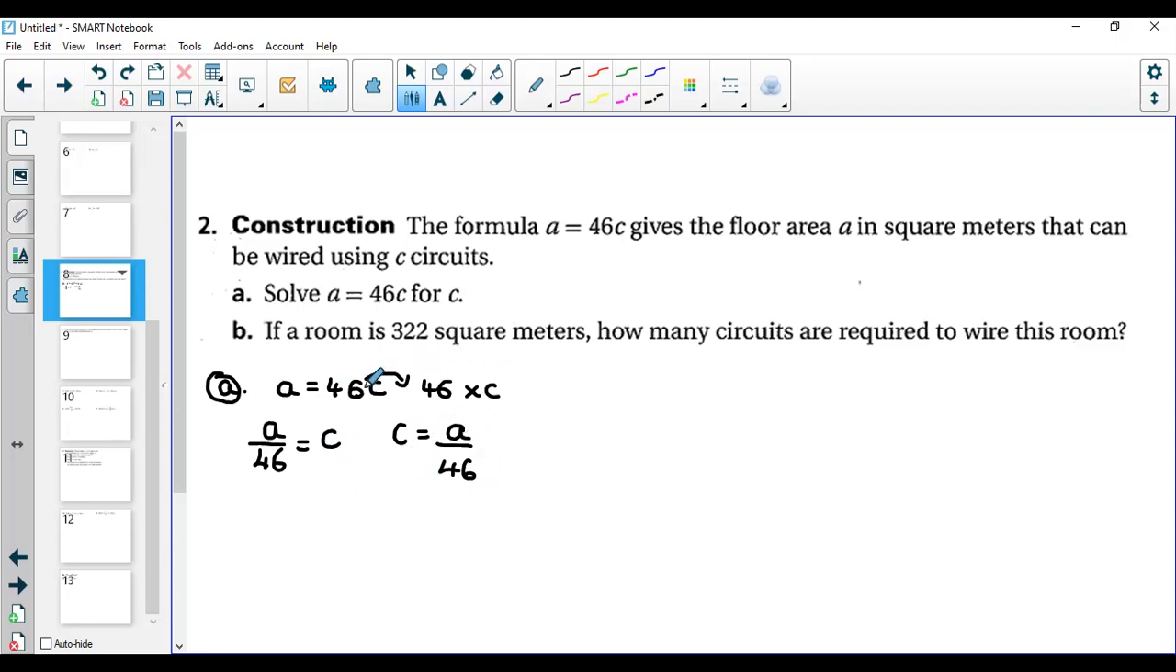So all you need to do is, 46 is multiplied by C. You have to do the opposite to remove 46. The opposite of multiply is divide. So A divided by 46 equals C. Now let's move to part B.